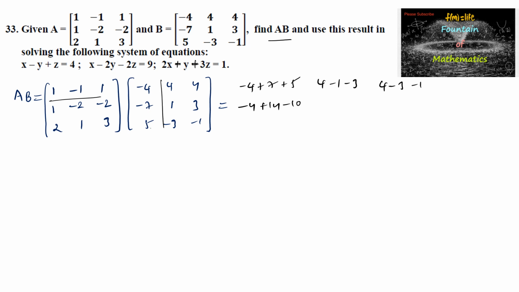And next, second row with the second column: 1 into 4 is 4, minus 2, and again here plus 6. And second row with the third column: 1 4s are 4, and here minus 6, and again plus 2. And coming to the third row: 2 into minus 4 is minus 8, minus 7, and 3 into 5 is 15. And again here, second row with the second column: 2 4s are 8, plus 1, and here 3 into minus 3 is minus 9. And second row with the last column: 2 4s are 8, plus 1, 3, and again minus 3.